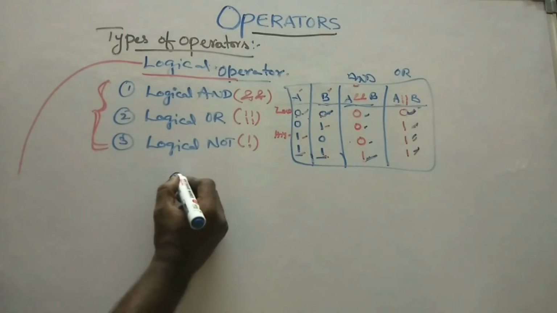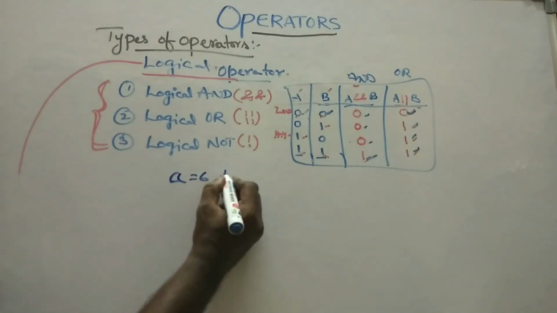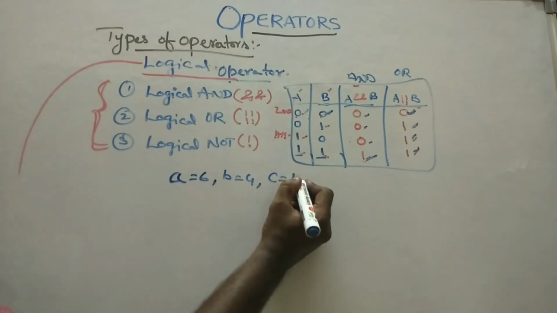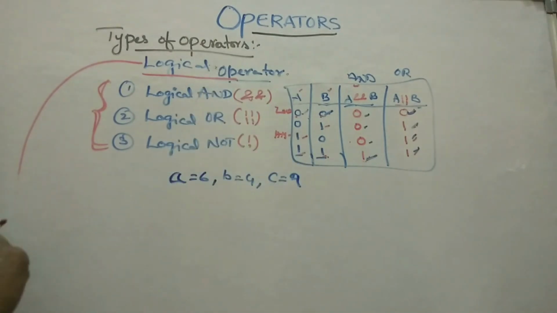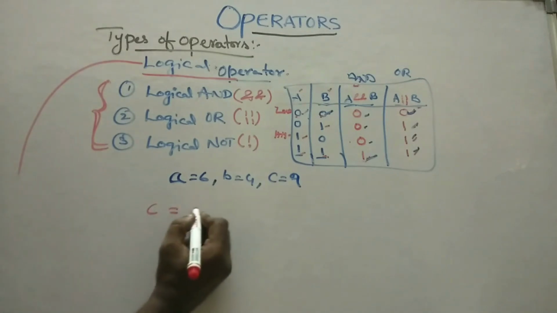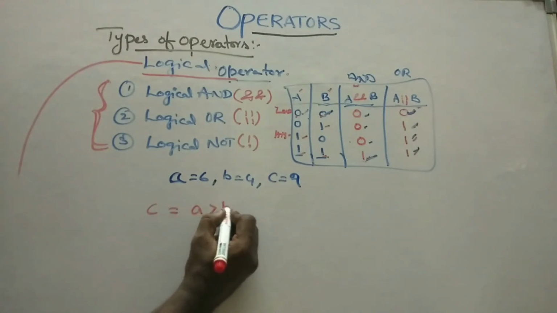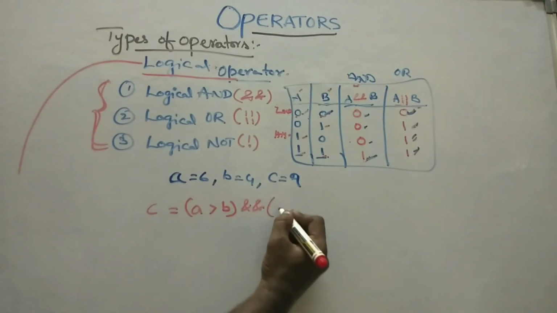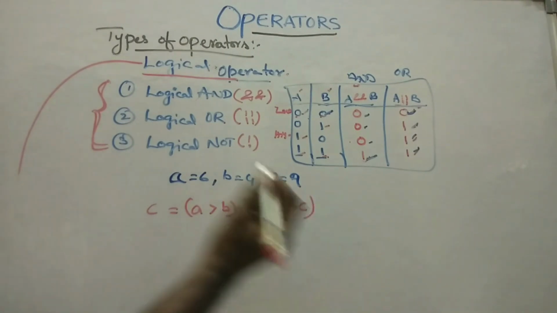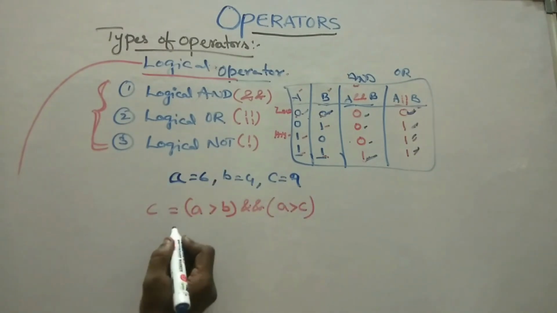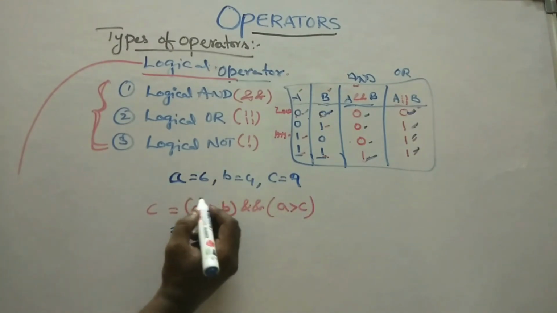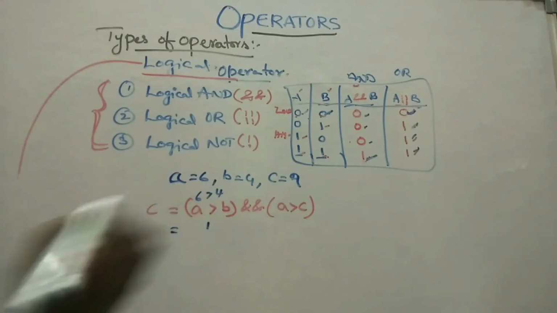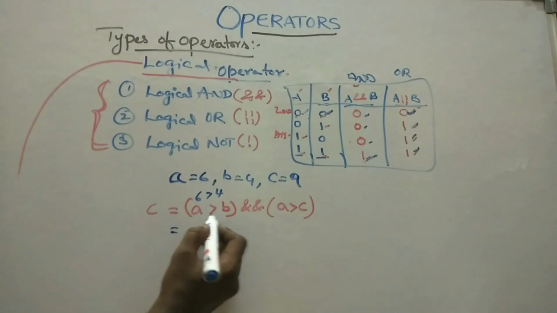Suppose A value is 6, B value is 4, and C value is 9. I will write down the expression: C equal to (A greater than B) logical AND (A greater than C). Now see here, A greater than B. What is the A value? A value is 6. 6 greater than 4, is it true or false? The result is 1. Why? Because it is a relational expression.